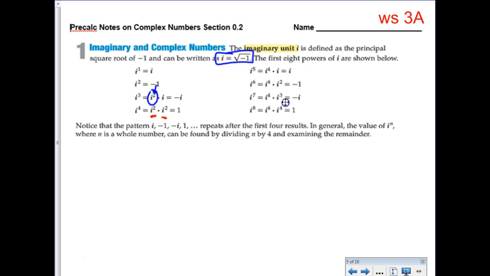Now, they kind of continued on with the cycle here, and they kept breaking down like i to the fifth, i to the sixth, i to the seventh. And look what happens with the pattern. It starts repeating. i, negative 1, negative i, 1. i, negative 1, negative i, 1. It's going to keep going that way. So what happens is if you can figure out where in the cycle you're at, you know what it is.